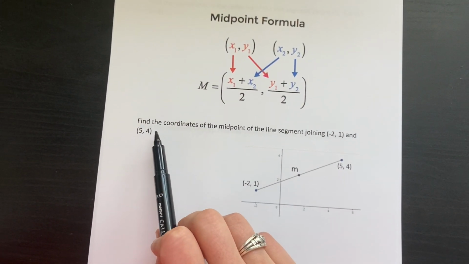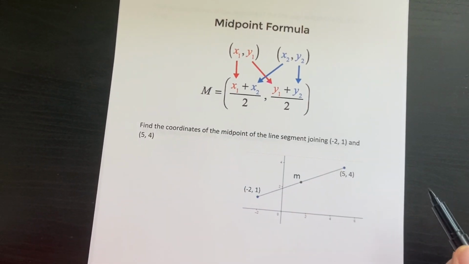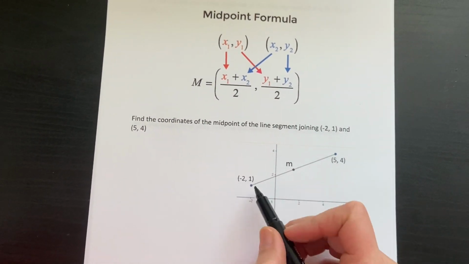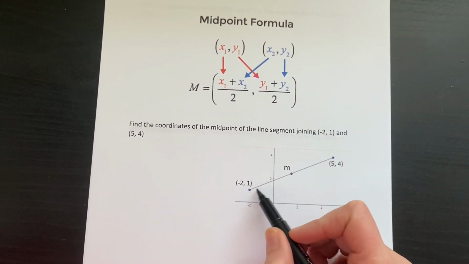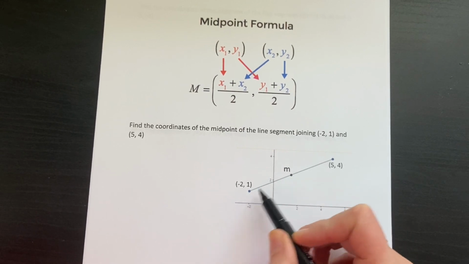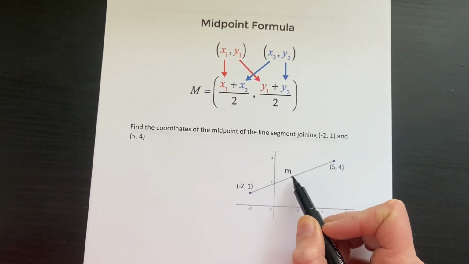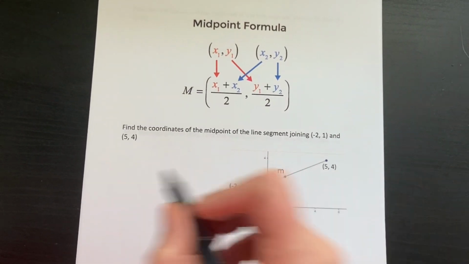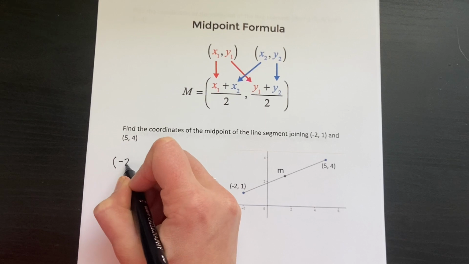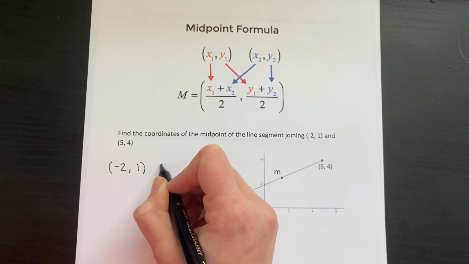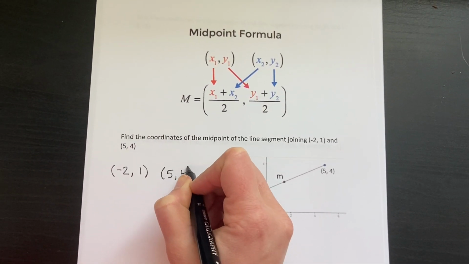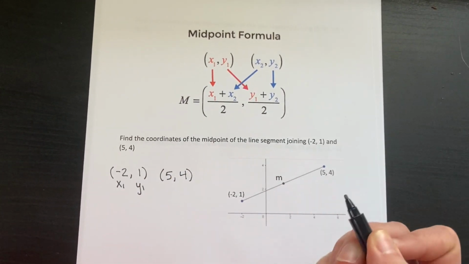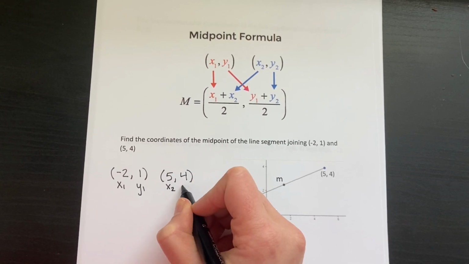So this one says find the coordinates of the midpoint of the line segment joining -2, 1 and 5, 4. So here we have it graphed. We can see our 2 points, and our midpoint is the point directly in between the 2 points. So right in the middle of the line. So we can use our formula. We have to choose which points we want to name x1, y1 and x2, y2. Same as the distance formula, it doesn't matter which one you choose to be which, as long as you are consistent. And by that I mean, if this is x1, this has to be y1. And if this is x2, then the one with it is your y2.